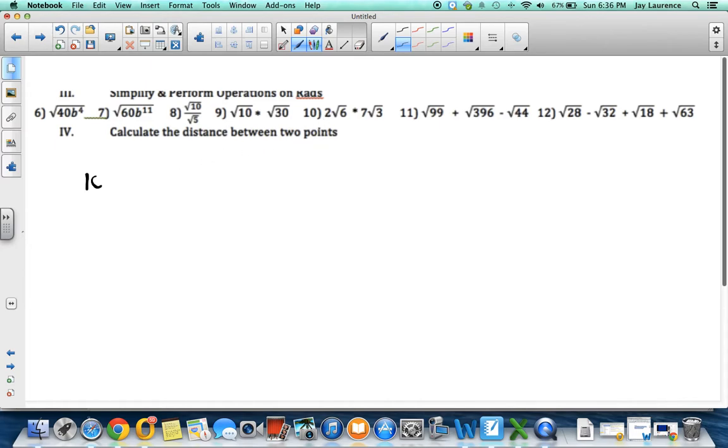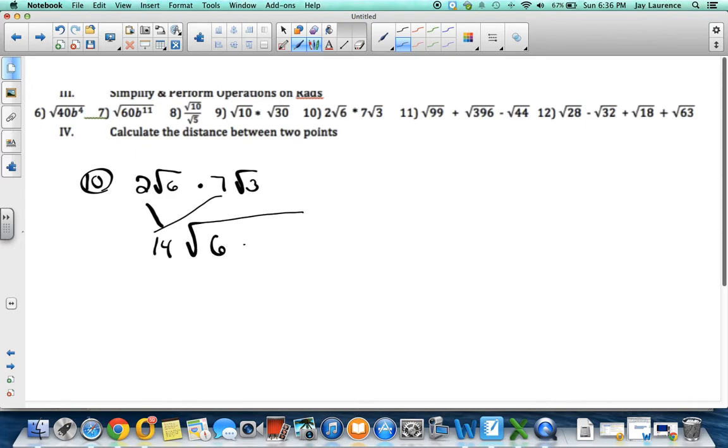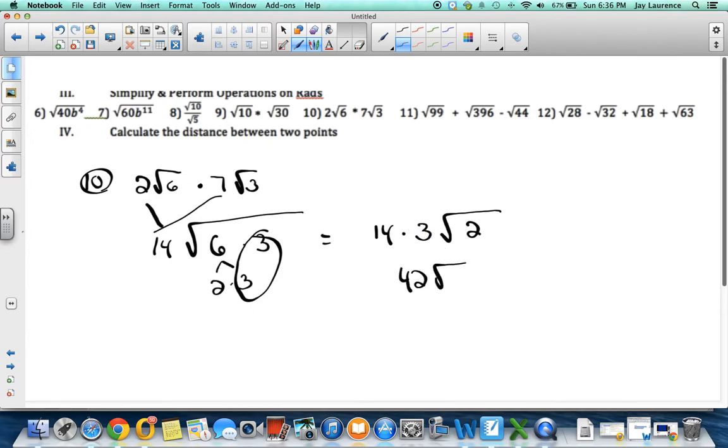Number 10, we've got 2 rad 6 times 7 rad 3. Now I'm going to multiply the 7 and the 2 and get 14. Under the rad, I'm going to have 6 times 3. But that 6 is the same as 2 times 3. Look at that, I have another date. Okay, so I've got a 14 out front. Now I have a pair of 3s out front like that on one date, and then a 2 left at home. Now I'm not going to leave it like this, I'm going to multiply. So it's going to be 42 rad 2 is my simplified answer.